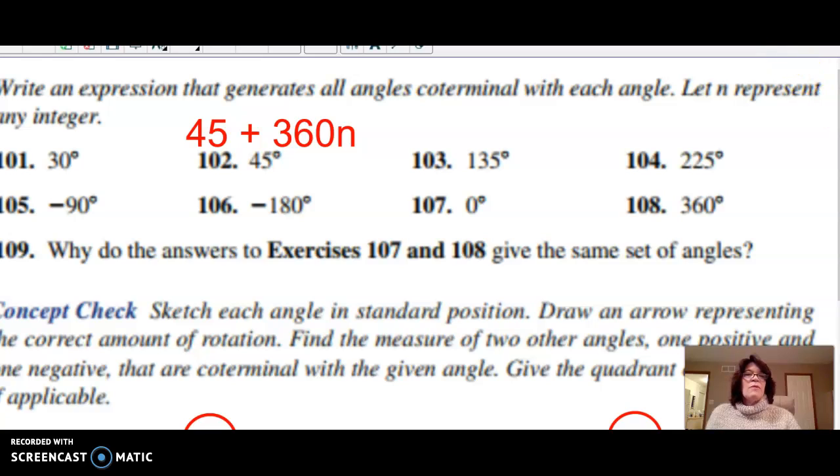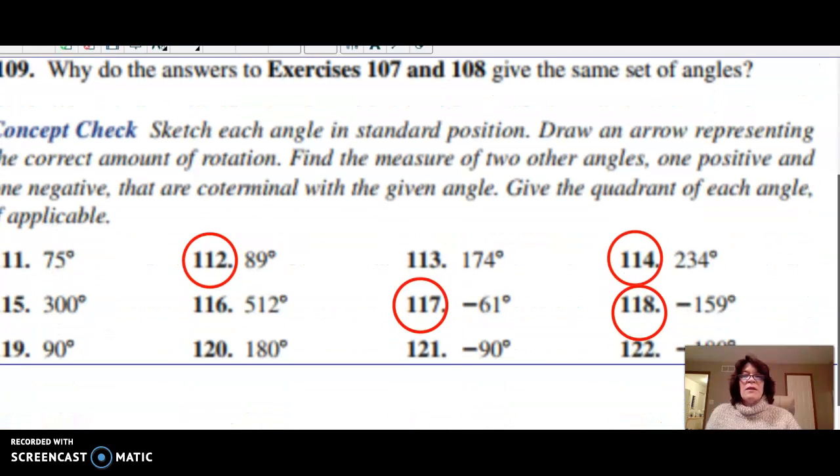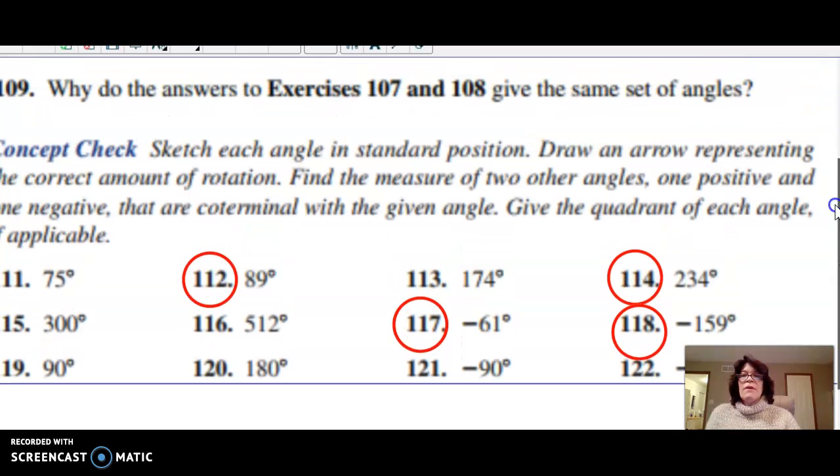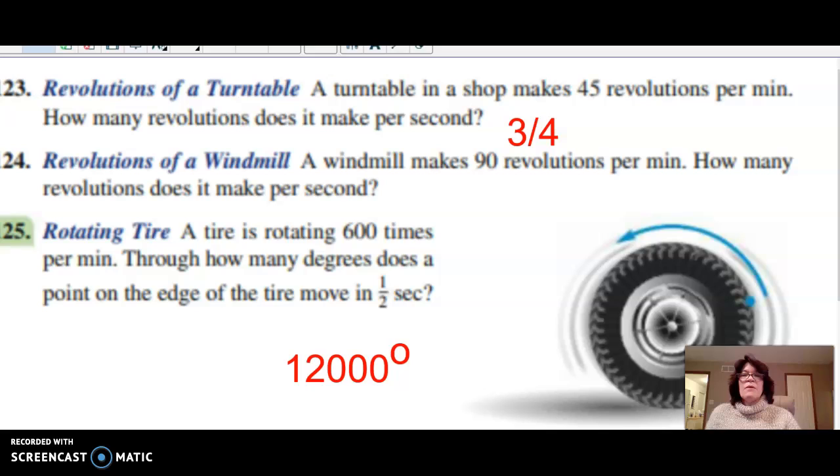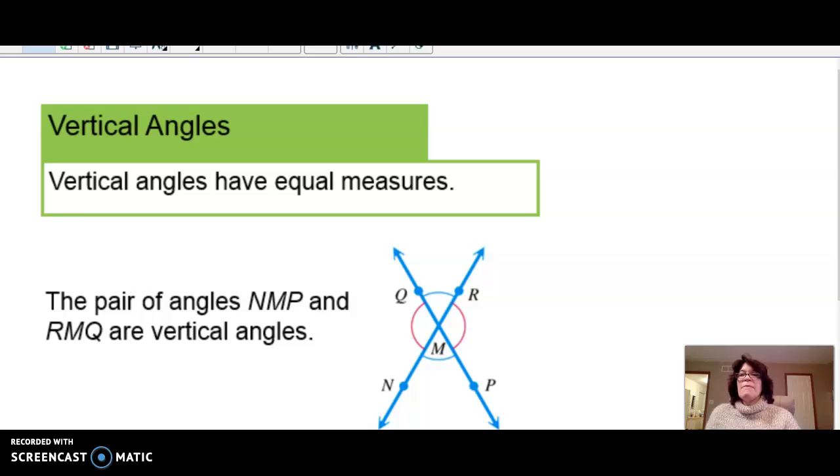Number 102. I know I'm all over the place. I just wanted you to try one from each category. Those we would have to sketch. I'll do those in class. 123 was 3/4. 125 is 120. No, 12,000 degrees. So again, anything that you have questions on from the homework, let me know before you do that homework check.